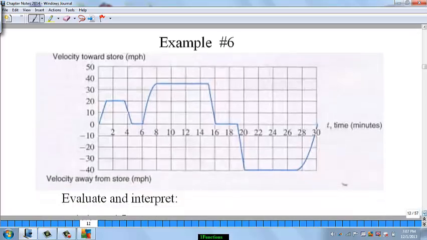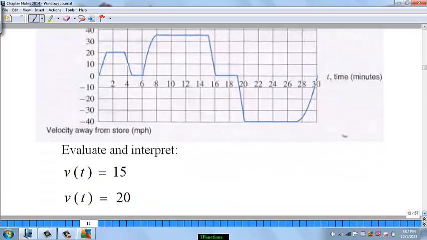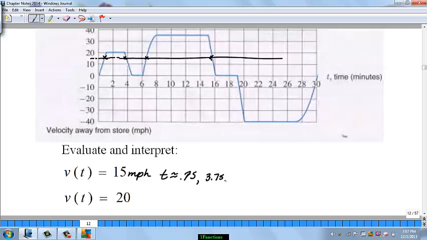Okay? Last slide I want to show you about this was the same graph. I want to go through here again and evaluate, interpret V of t equals 15. So now I want to know, when is the velocity 15? If we drew a line here, its velocity is 15 here, here, here, here. And this is 15 miles per hour. So at those 4 times, which roughly is going to be about 0.75 minutes and 3.75 minutes, it looks like, and 6.5 and 15.5 minutes, he is traveling 15 miles per hour.